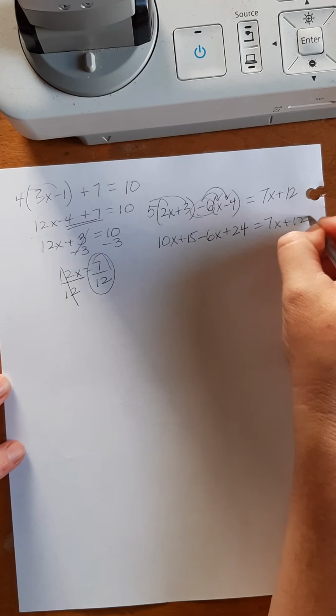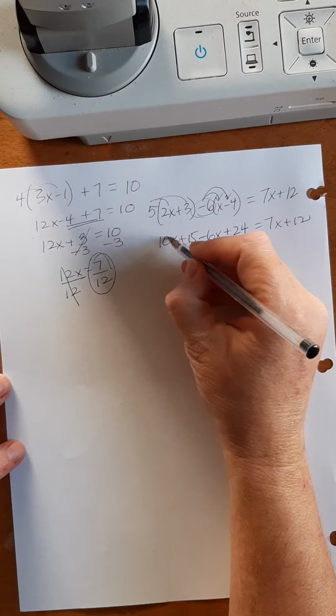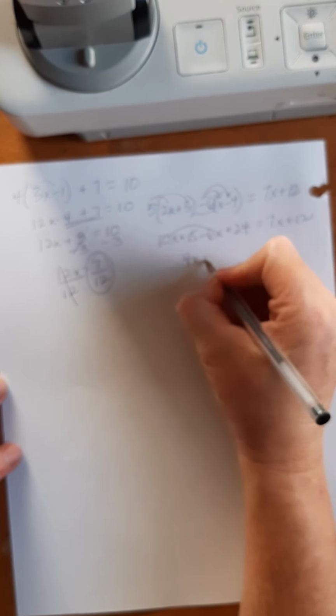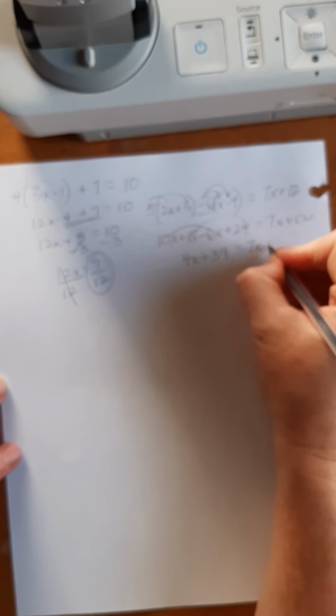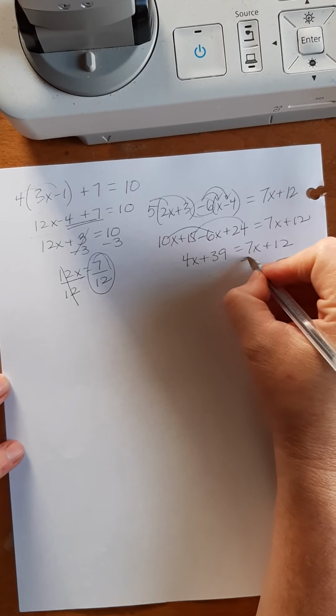And then remember, as long as you're on the same side, you do not do the opposite. So that would be 4x plus 39. And now when you're going to start moving across, now is where you do the opposite.